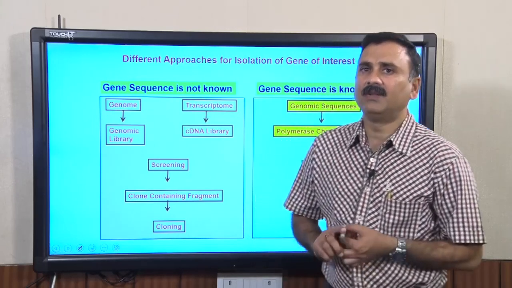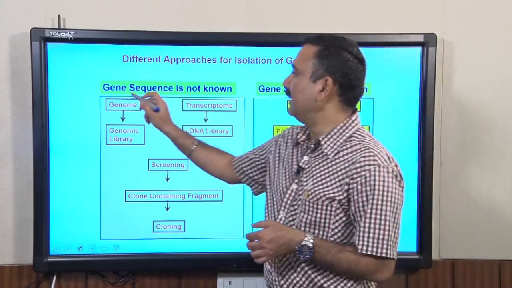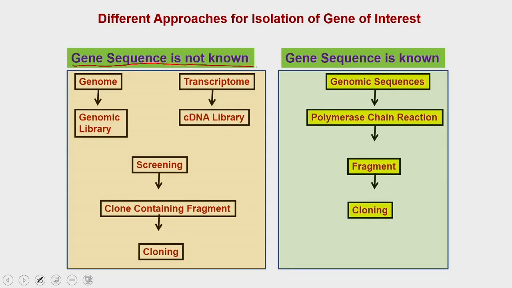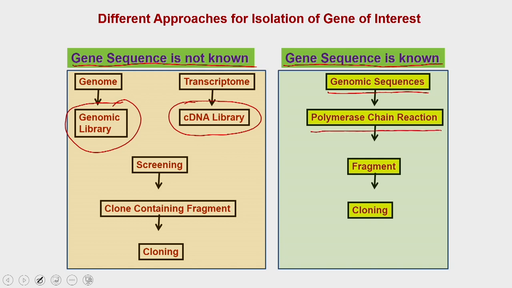So we have discussed two approaches for when the gene sequence is not known, which means that you don't have the genomic sequences of that particular organism. Then you can use either the genomic library approach or the cDNA library approach. But if the gene sequence is known, then isolation of a particular gene fragment or the gene of your interest is easy, because then you can use the genomic sequences and perform the polymerase chain reaction, and that will give you a fragment of DNA of your interest.